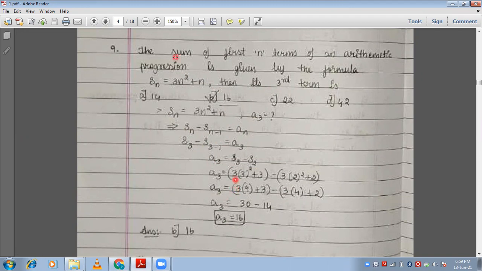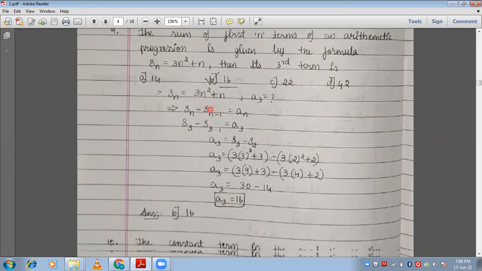Here the given Sn is 3n square plus n. In the place of n, replace 3. You will get 3 into 3 square plus 3, minus 3 into, again replace n as 2 because S2 you need to find out, 2 square plus 2. After simplification, you will get the value of A3 is equal to 16. So which option is right? Option B is correct.